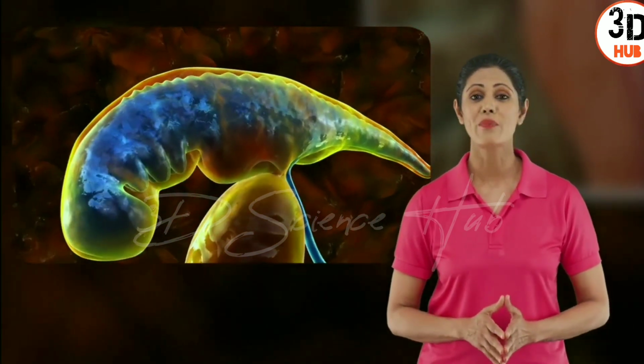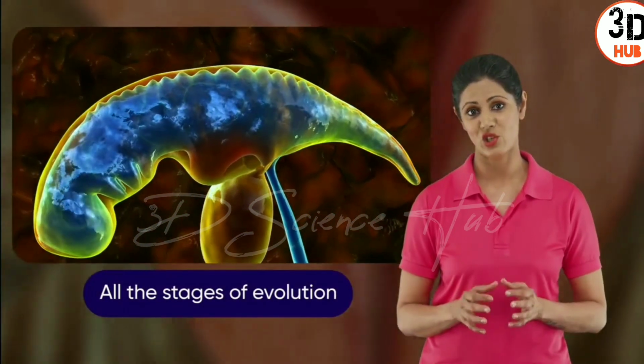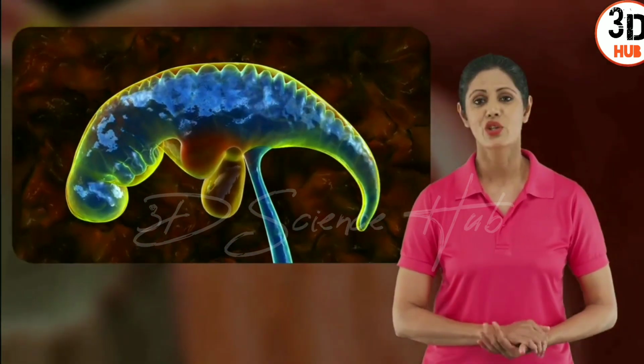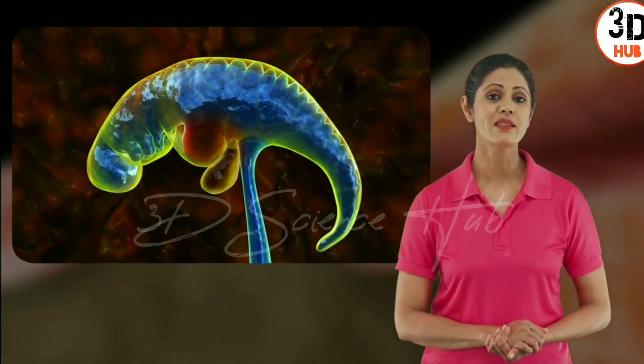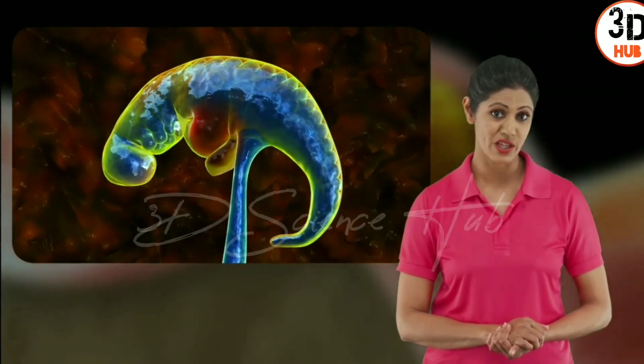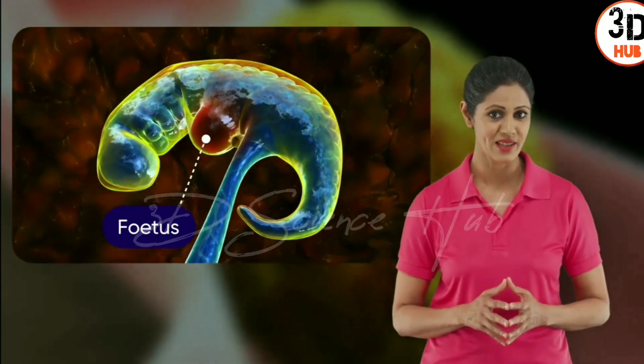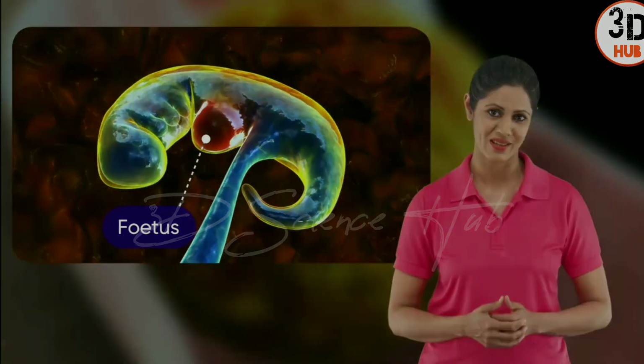The human embryo goes through all the stages of evolution. It even has a tail. During this time span, the single-celled zygote evolves into several million perfectly organized cells that form the fetus.